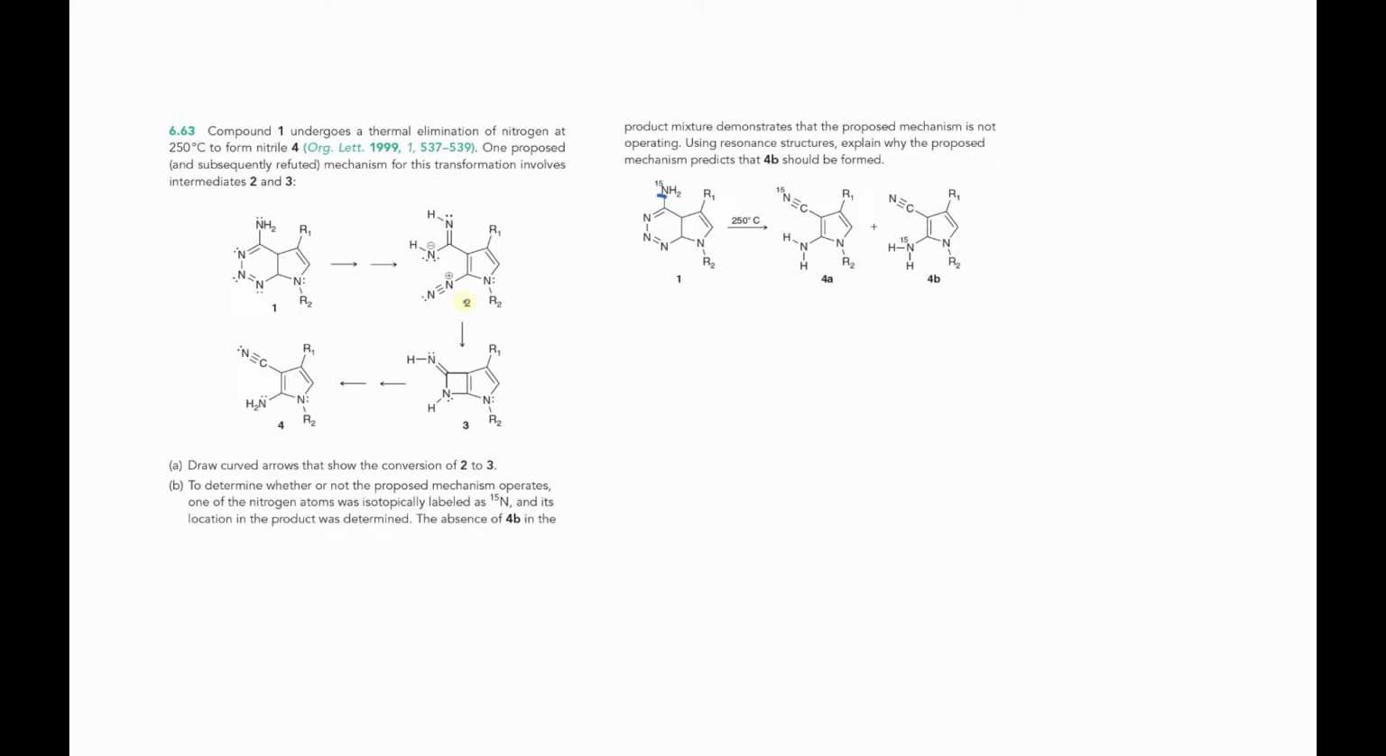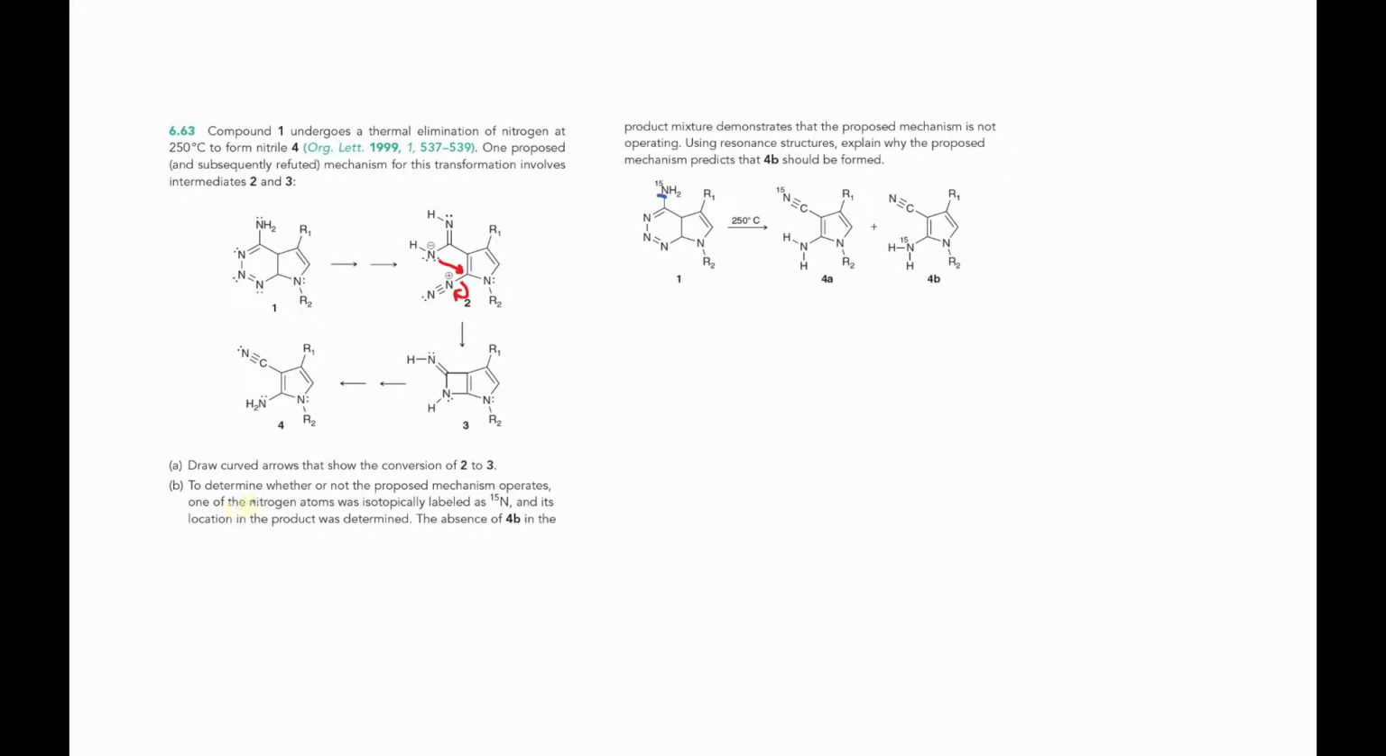The only difference between 2 and 3 is we have a ring structure that forms a bond between the nitrogen and the alkene carbon here. So if I draw the curved arrow, that negative is going to attack the nucleophilic position, and in turn we're going to kick out the nitrogen gas as a leaving group. So that answers our part A.